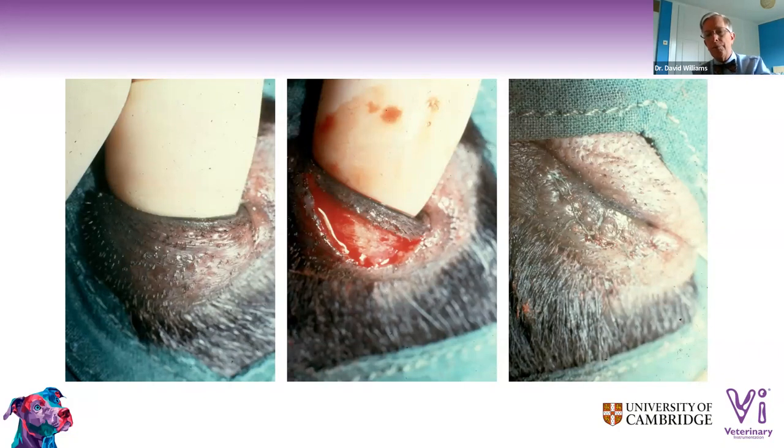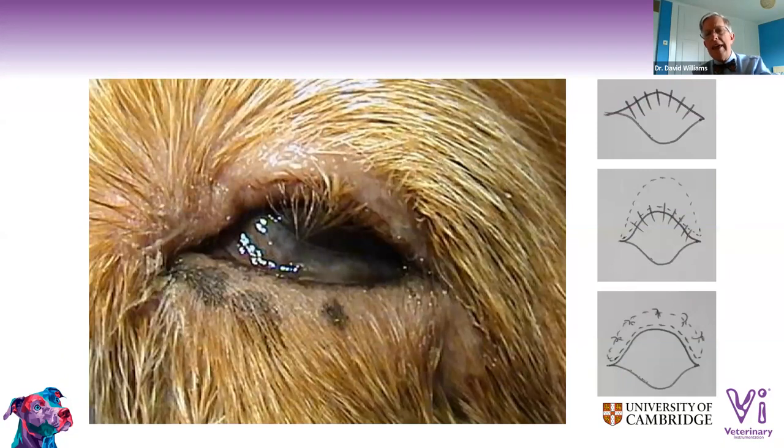So just a thought. Oh, so here we have a situation where this is an older Cocker Spaniel. The first one was a really young Cocker Spaniel. Most entropions in dogs are young animals, where there's an inherited predisposition to that as a problem. Whereas here, you've got an older Cocker Spaniel. In an older Cocker Spaniel, everything starts to sag. And so the upper eyelid is sagging and turning in.